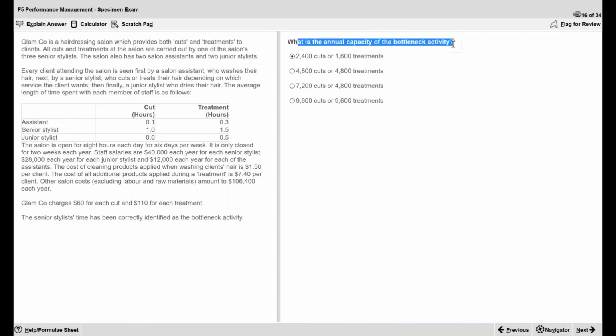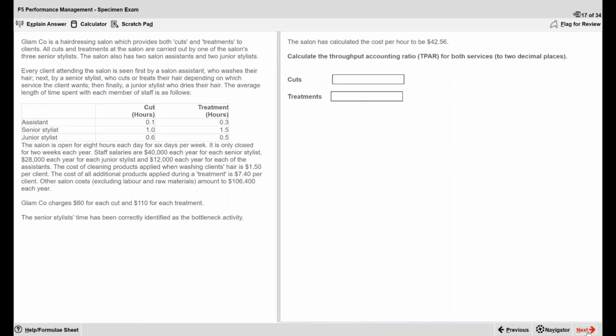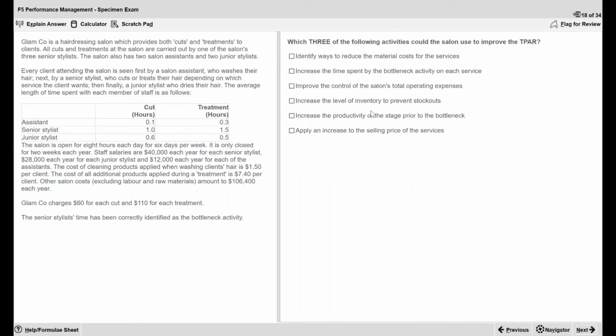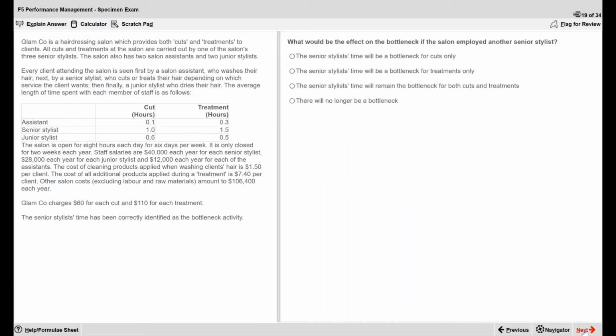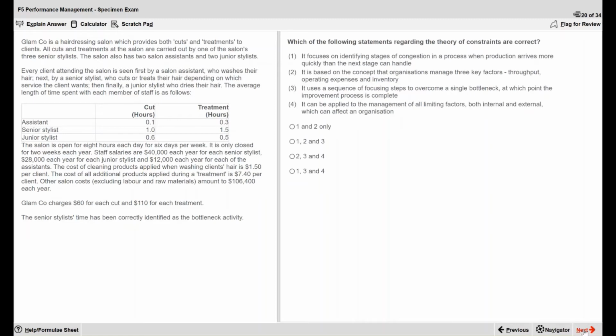So what is the annual capacity of bottleneck activity? The salon has calculated the cost per hour to be 42. Calculate the throughput accounting ratio. Which 3 of the following activities could the salon use to improve the TPAR? And what would be the effect on bottleneck if the salon employed other senior stylists? Which of the following statements regarding theory of constraints are correct?